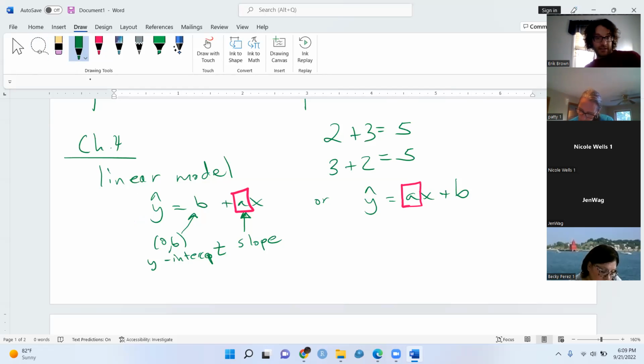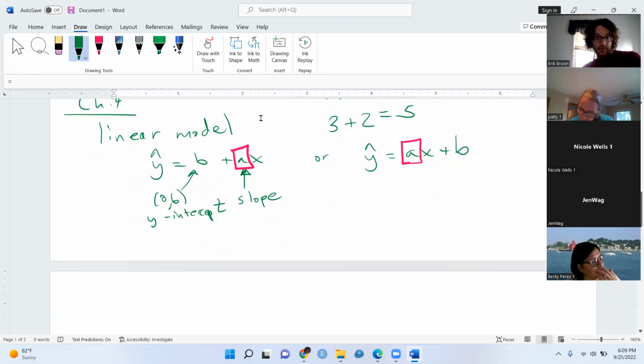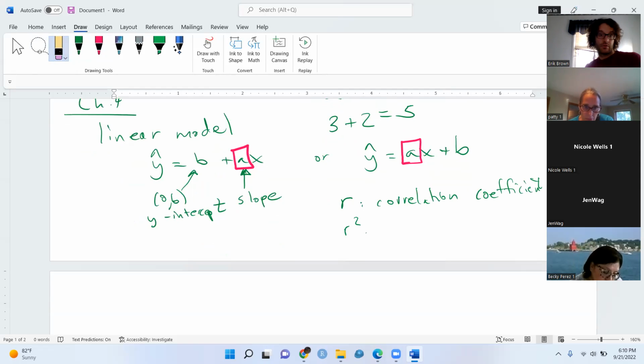There are a couple things that go with this. There's the R, which is the correlation coefficient. And then I know you didn't get this far, but I'm going to write it here anyways. There's R squared, which is the coefficient of determination. And you will see that in the notes tomorrow.